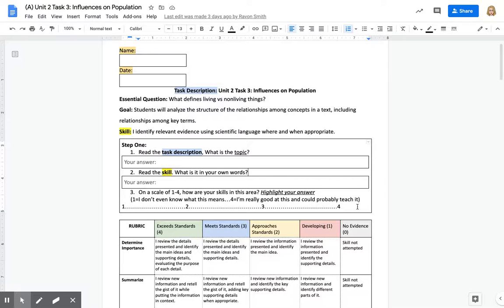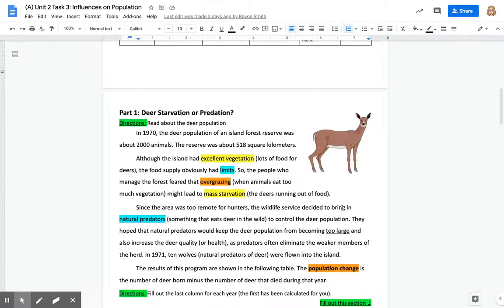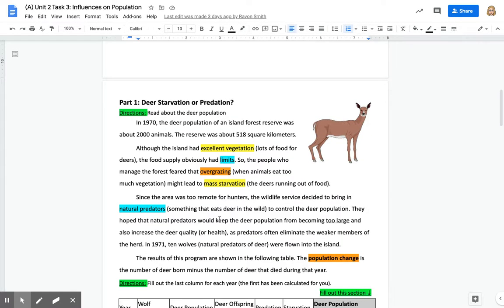Then you're going to rate yourself on a scale of 1 to 4 at how good you think you are at that skill. Once you're done with that, you're going to read this first paragraph. It's talking about a deer population on an island forest reserve. Go ahead and pause this video and read that paragraph, and then press play when you're ready to continue.